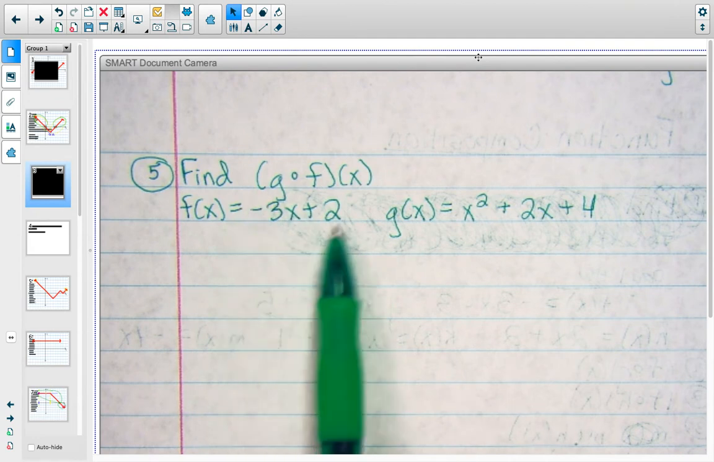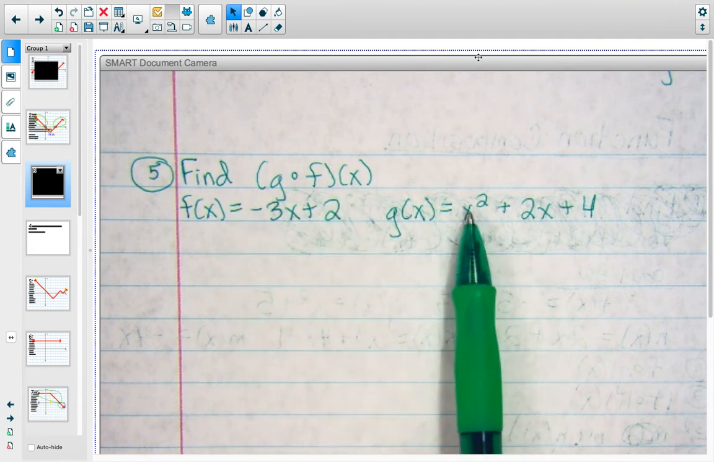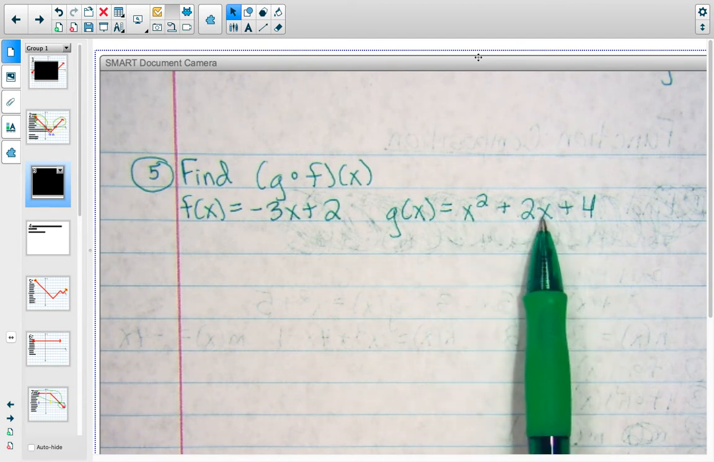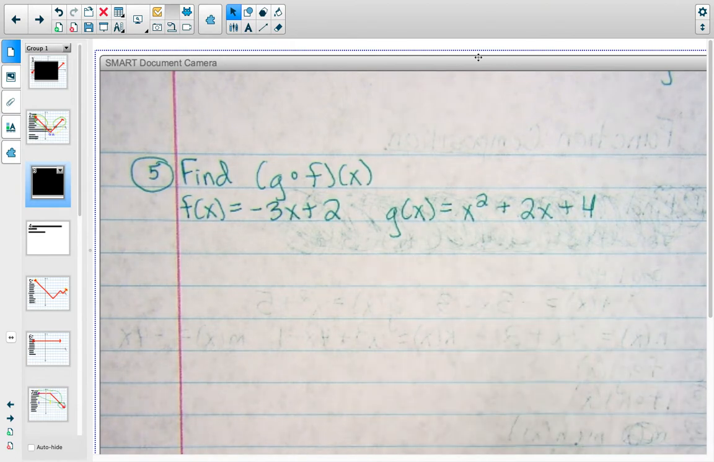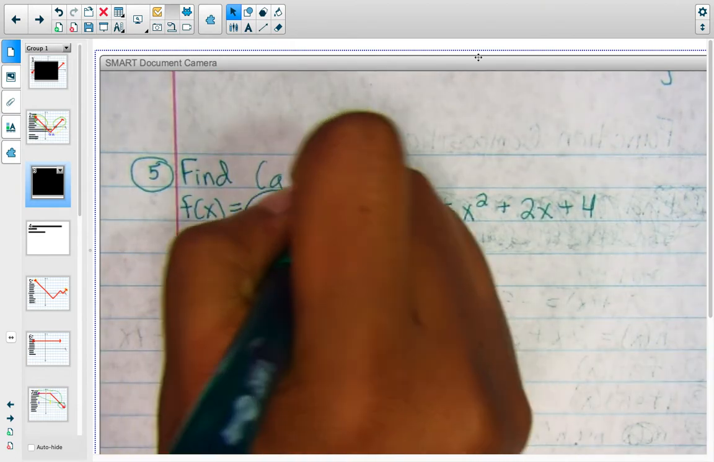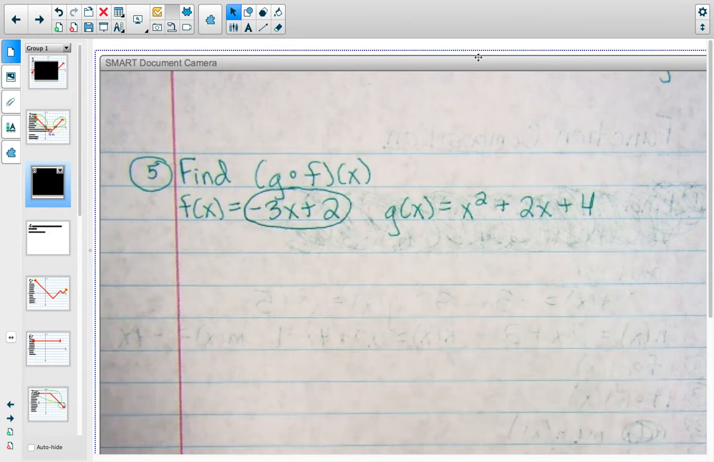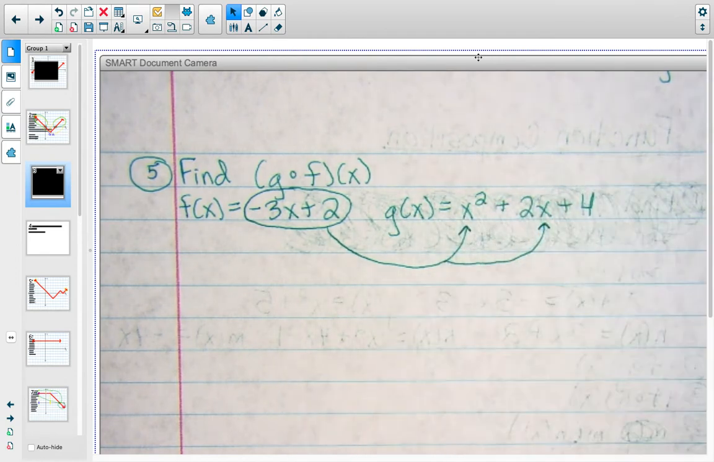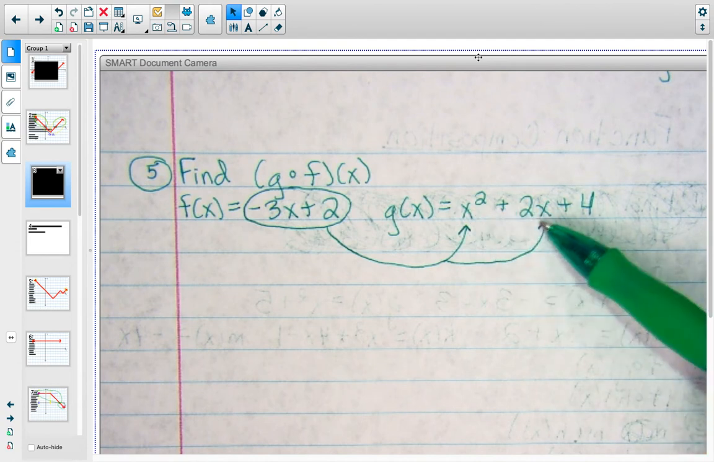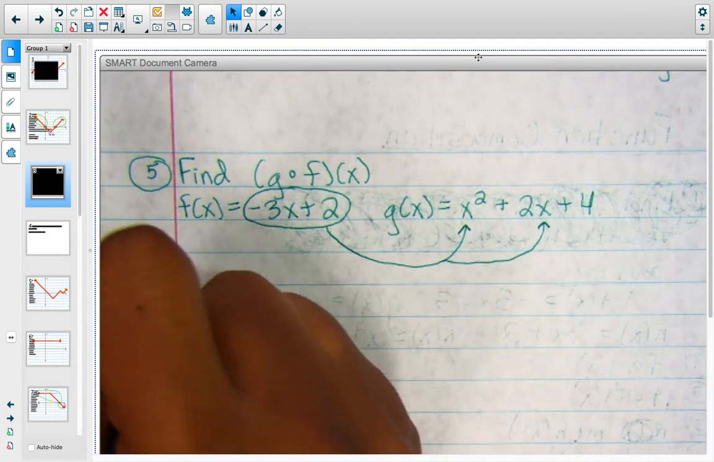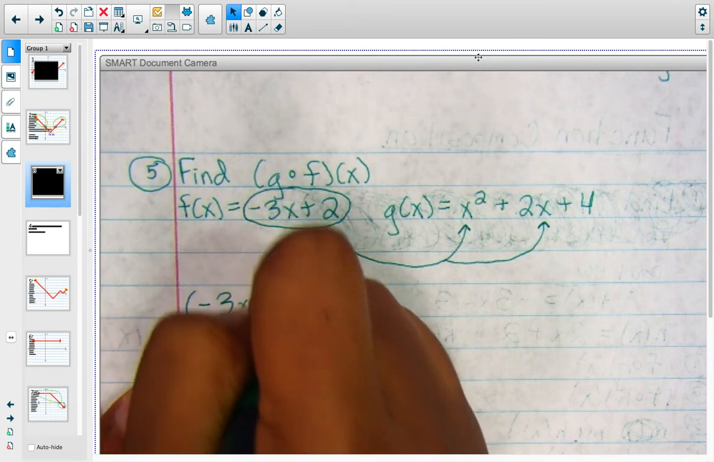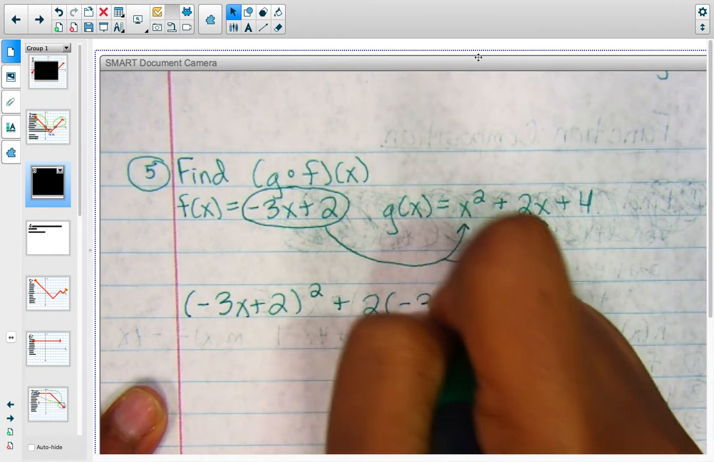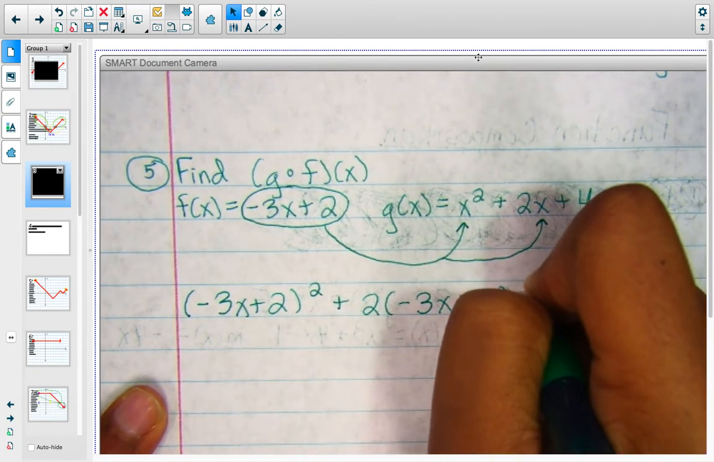So this is our f, and we're going to have to make two substitutions. We're going to have to substitute it in for this x and work it out, and substitute it in for this x and work it out. So we're going to have to do that two times. So we're taking negative 3x plus 2, what I circled there, that's our f function. We're going to substitute it in right here, and we're going to substitute it in right there. We're making two substitutions. So that's going to look like negative 3x plus 2 squared plus 2 times negative 3x plus 2, and then add 4 to it.